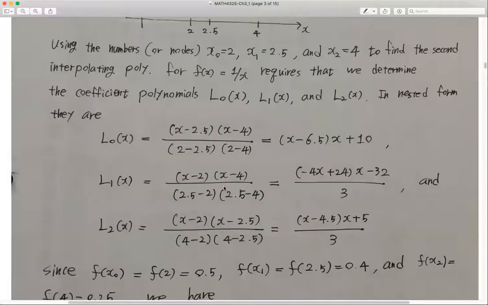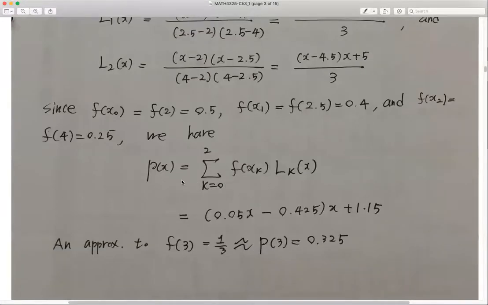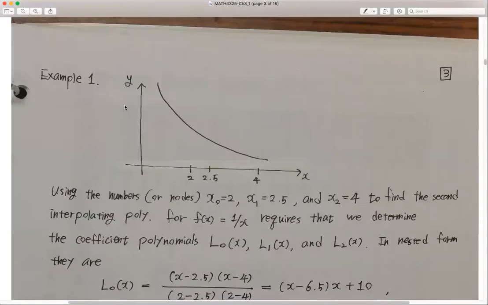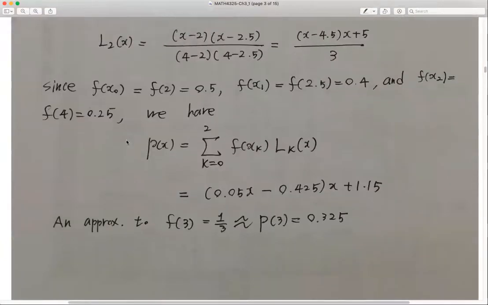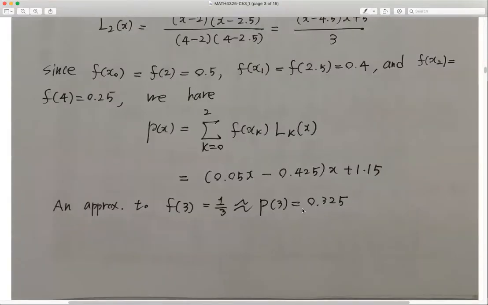All right, so in this example, we compared f of x and P of x. We are talking about example 1 in the textbook, okay? See that f of 3 is 1/3, that makes sense, and P of 3 turns out to be 0.325. So pretty similar, right? 1/3. But if you want to increase the accuracy of the Lagrange polynomial, we just need more nodes, okay? Then the error will be reduced, okay?